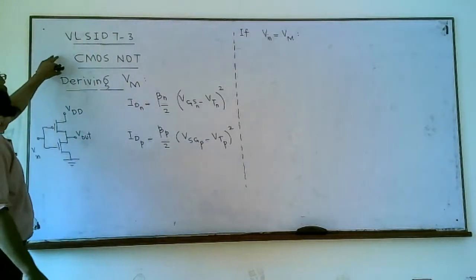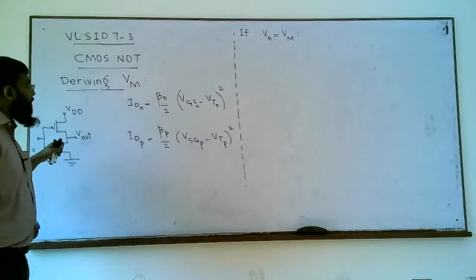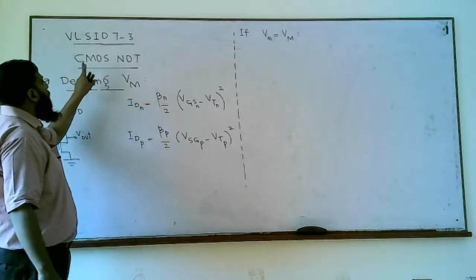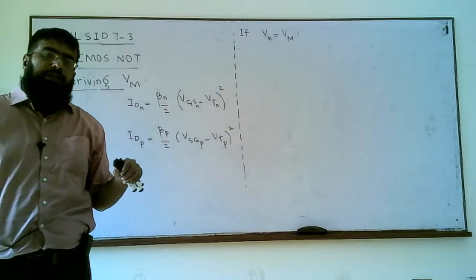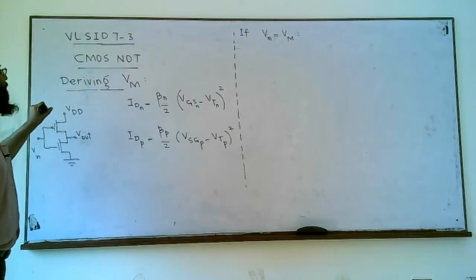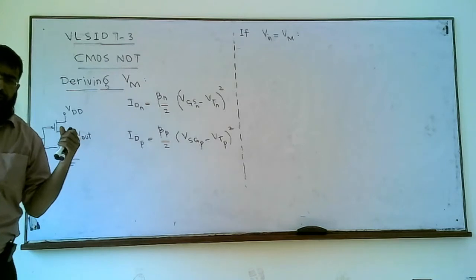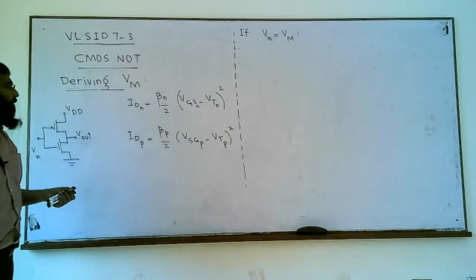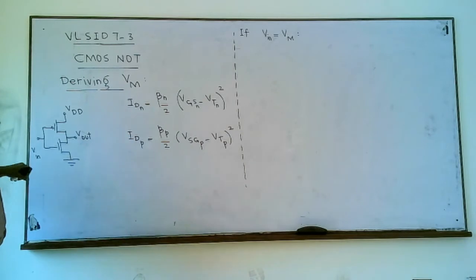Welcome to the third lecture from chapter number 7. We are studying VLSI design and we'll continue studying CMOS NOT. In the last two lectures, 7.1 and 7.2, we have studied CMOS NOT and its voltage transfer characteristics, and we studied different voltages, for example V output high, V output low, V input high, V input low, and noise margins, and we also studied VM, the middle voltage. In this lecture we are going to derive a mathematical expression for the middle voltage.